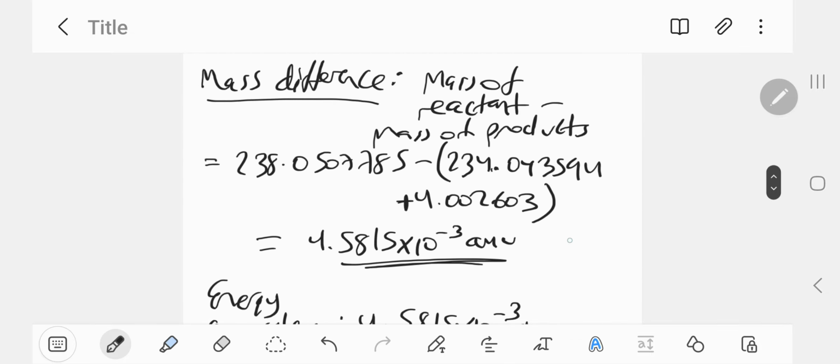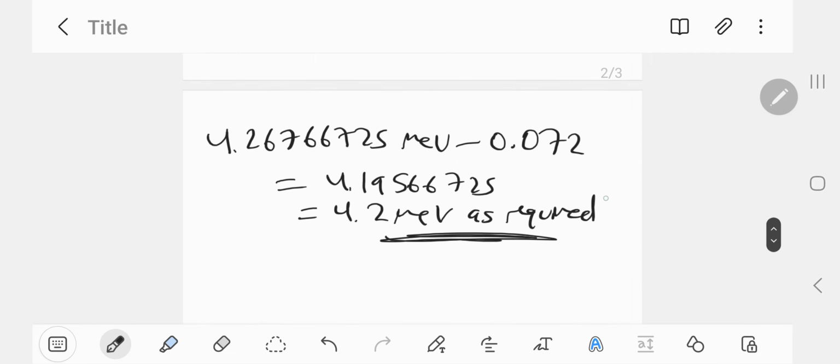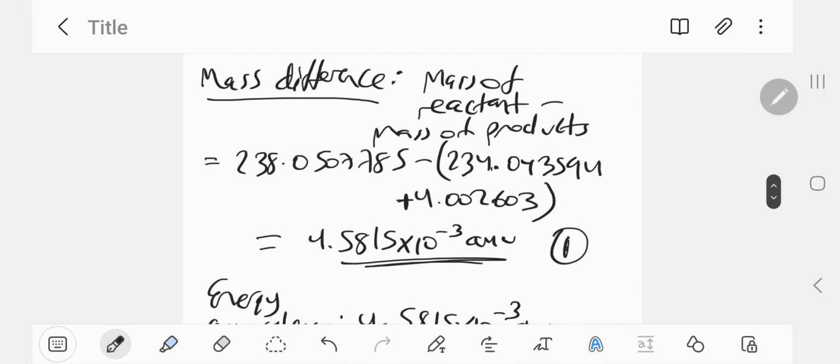So 3 marks, I'd give a mark there for the mass difference, a mark for the energy equivalence, and a mark for the working out here. So this is the total energy released, right there. We've subtracted the 0.072 because that's for the thorium, right? So the total energy, which is from the thorium and alpha particle, minus the thorium, results in the alpha particle's energy. So that's the first bit. So that's 1. Let's go to 2 now.